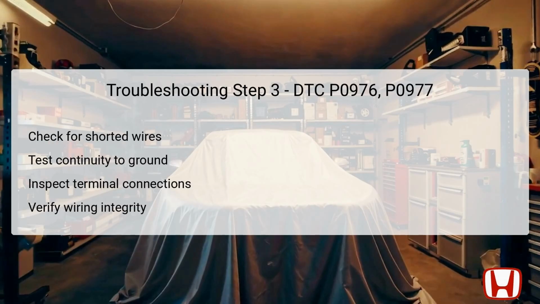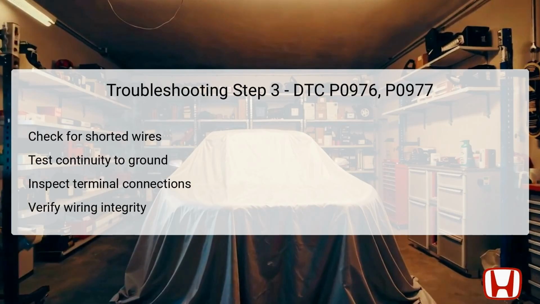In the third troubleshooting step, the focus shifts to identifying any shorted wires in the circuit. This involves checking the same connectors that you previously disconnected, specifically looking for continuity between specific terminal points and body ground, effectively testing for short circuits.